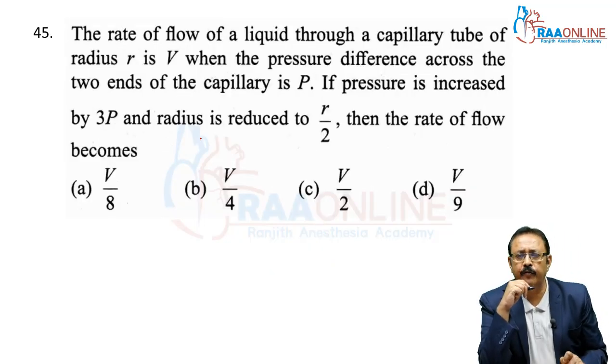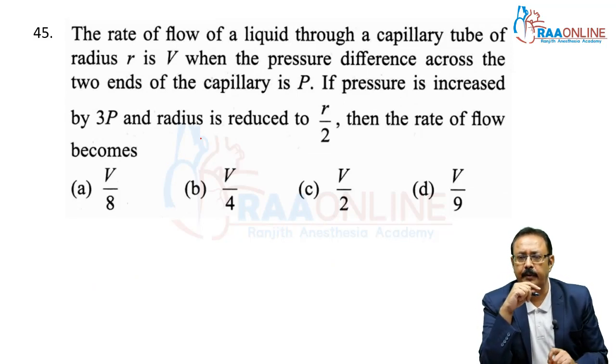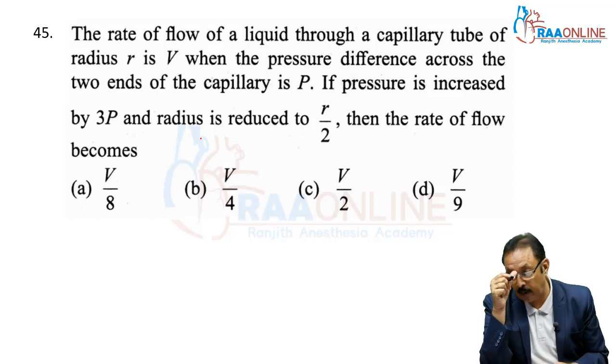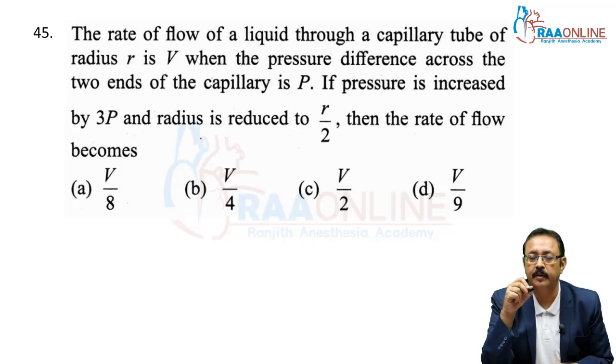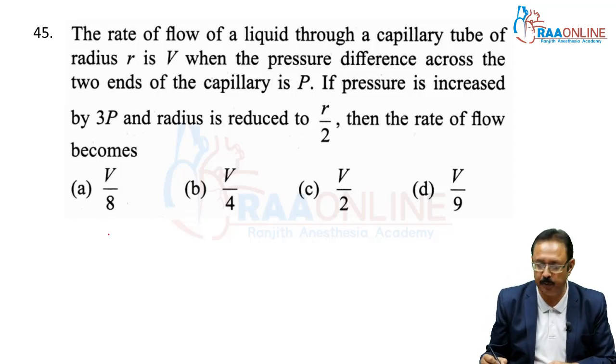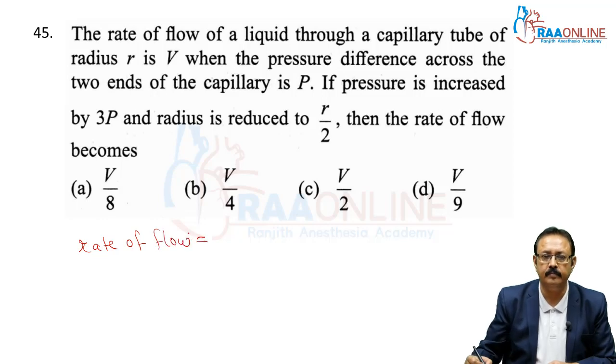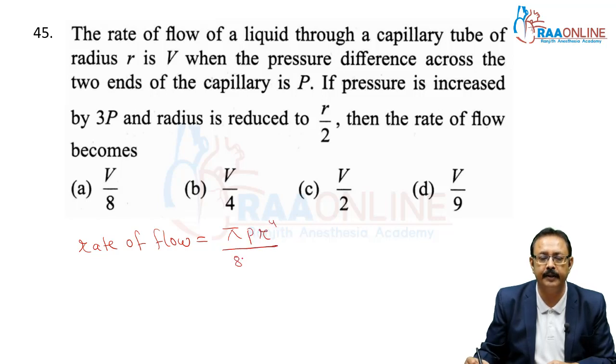Next, the rate of flow of a liquid through a capillary tube of radius r is v, when the pressure difference across the two ends of the capillary is p. If pressure is increased to 3p and radius is reduced to r by 2, then the rate of flow becomes? I told you, what is the formula for rate of flow? Poiseuille's formula. Rate of flow is given by pi p r raised to the power 4 upon 8 eta L.